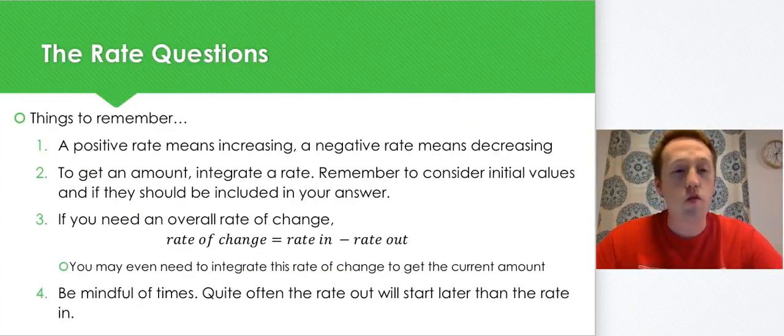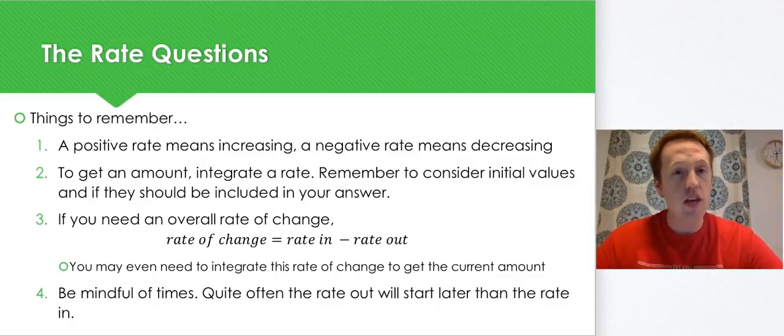All right, so some things to remember. If you have a positive rate, that means you're increasing. Negative rate means it's decreasing. If you need to get an amount, you integrate a rate. That's your net change theorem. Don't forget to consider initial values and whether or not they should be included in your answer, because they're not always supposed to be. If you need an overall rate of change, we're going to do rate in minus rate out. Be careful on that.